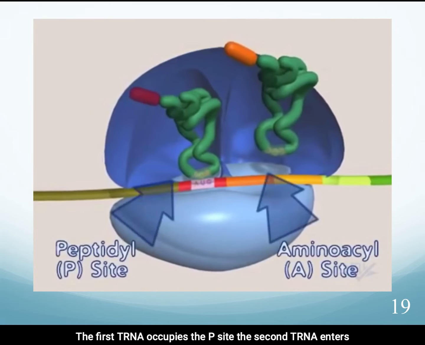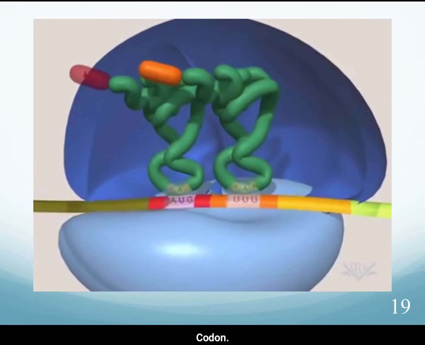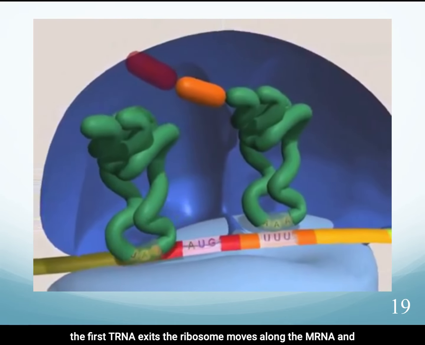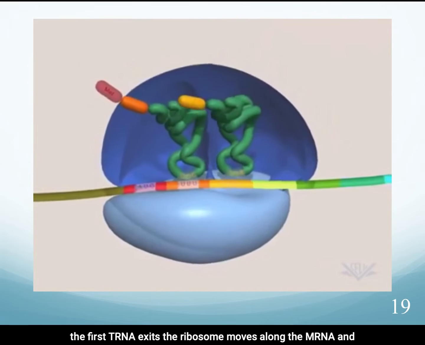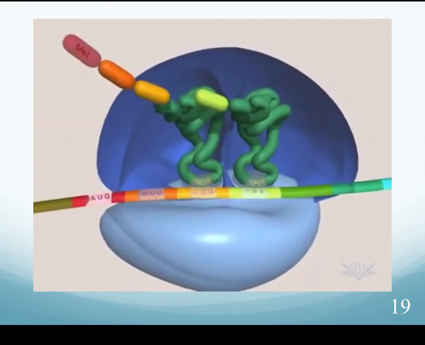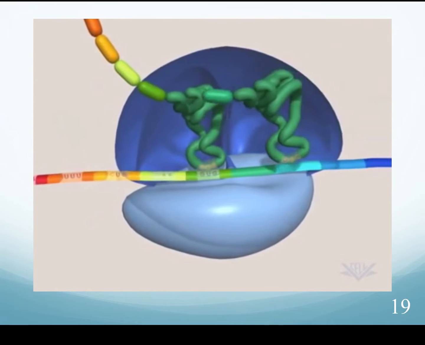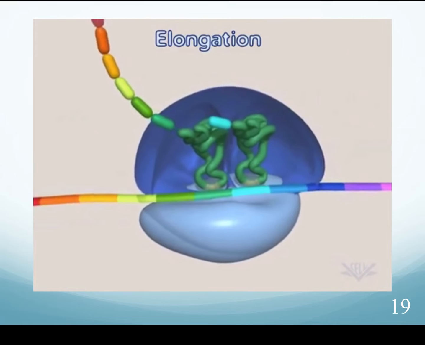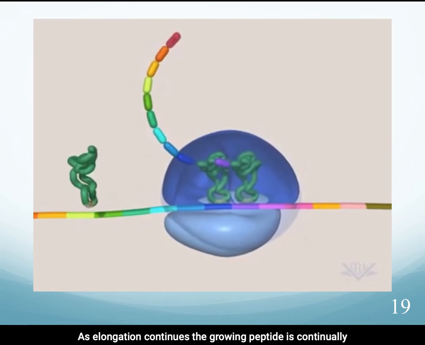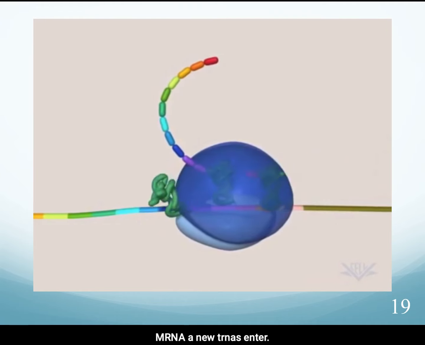The first tRNA occupies the P site. The second tRNA enters the A site and is complementary to the second mRNA codon. The methionine is then transferred to the A site amino acid, the first tRNA exits, the ribosome moves along the mRNA, and the next tRNA enters. These are the basic steps of elongation. As elongation continues, the growing peptide is continually transferred to the A site tRNA, the ribosome moves along the mRNA, and new tRNAs enter.